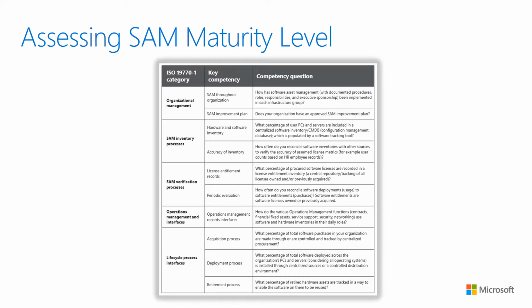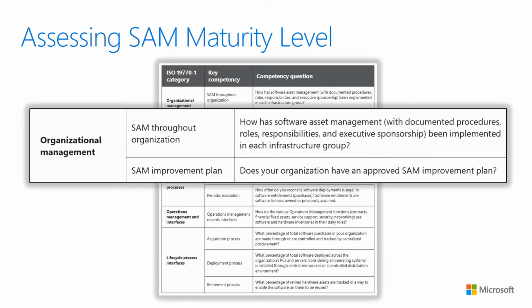A good place to start might be with the first competency, so let's take that. Here you can see that the question is, how has software asset management, with documented procedures, roles, responsibilities and executive sponsorship, been implemented in each infrastructure group? Now, perhaps a customer answers, we've got someone who has SAM responsibility identified for each functional area in our organisation. Where would that answer put them?